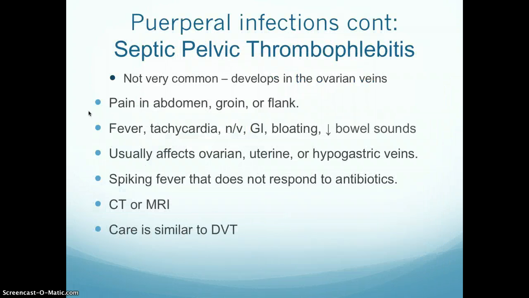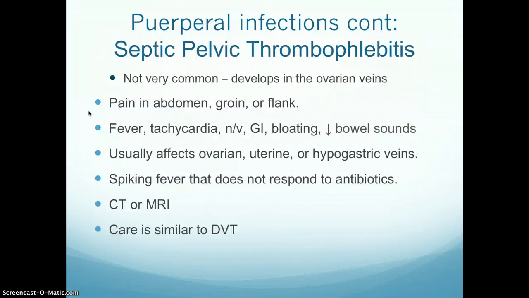All right, the final puerperal infection is septic pelvic thrombophlebitis. Now, don't stress about this one because it's very uncommon. It's something that happens in the ovarian veins, so the patient ends up with abdominal, groin, or flank pain, and they get all the other signs of normal infection.